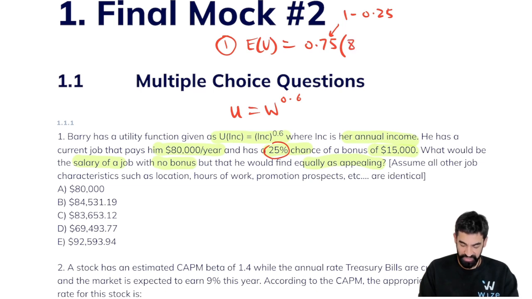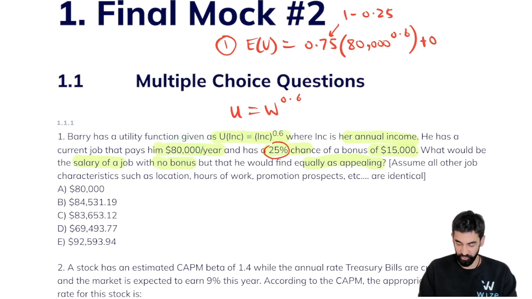His income would be 80,000, or his wealth would be 80,000, because here he's only got income, there's no other investment, so that is his wealth, to the power of 0.6. Plus, so I'm just taking the 80,000 and plugging it in here as his income to get how much utility, how much happiness does he get.